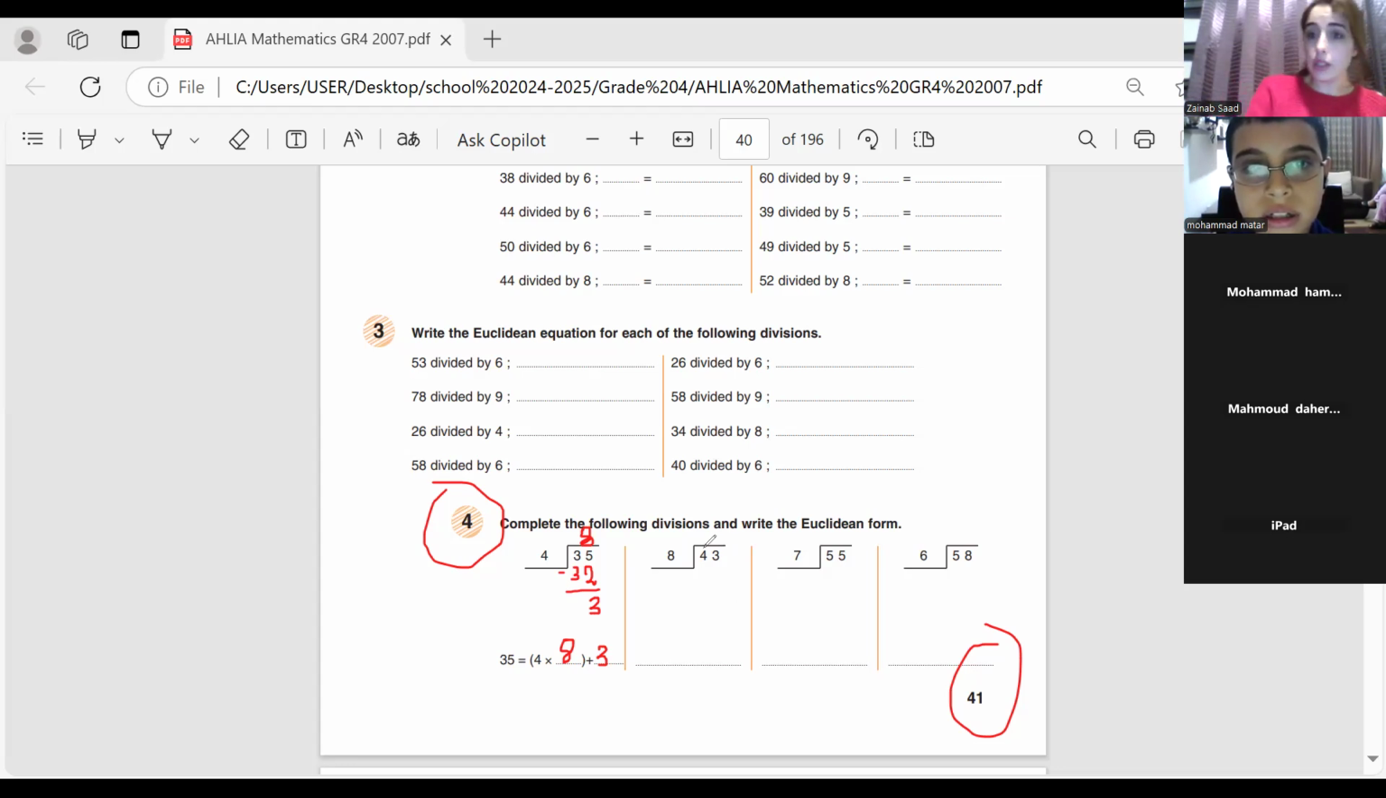To do it, can you take the 4? Is the 4 bigger than 8? You have to take a number that is bigger than 8. Is it bigger than 8? No. So if it's not bigger than 8, what you're gonna do? You're gonna take all the number, which is 43, right?